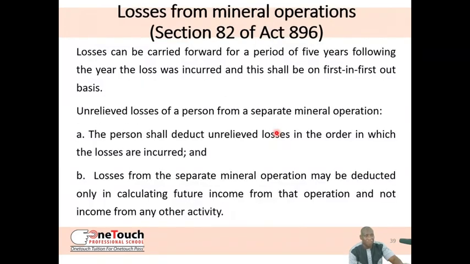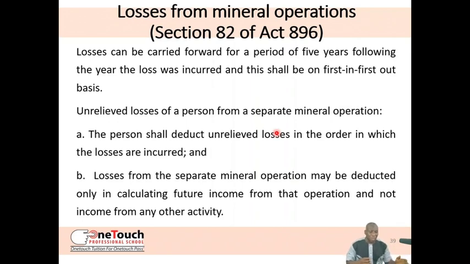Now, when it comes to losses, let's say in a particular year, the company has made a loss. How are losses treated? Because mining companies like petroleum operations are businesses in the priority sector of the economy, losses incurred in a particular year under a separate mineral operation can be carried forward for a period of what? 5 years following the year in which the loss was incurred. And it must be on first in, first out basis. So losses incurred itself is an allowable expenditure for a period of 5 years following the year in which the loss was incurred, to be charged against what? Subsequent profit for that year.